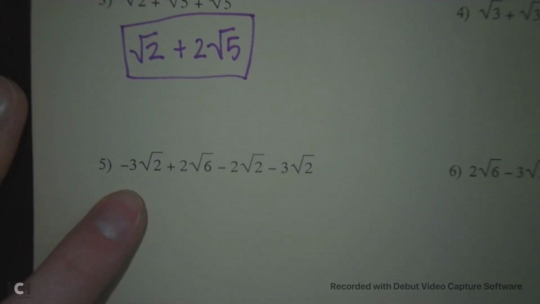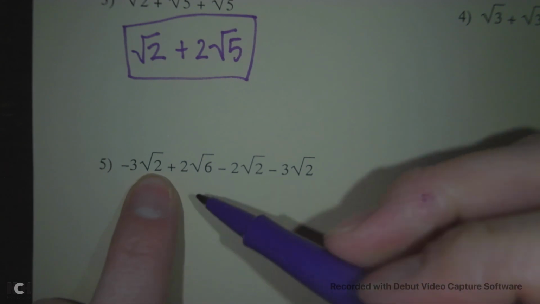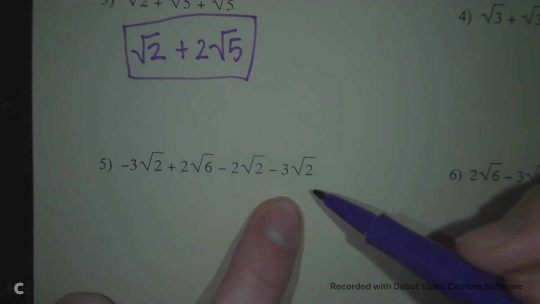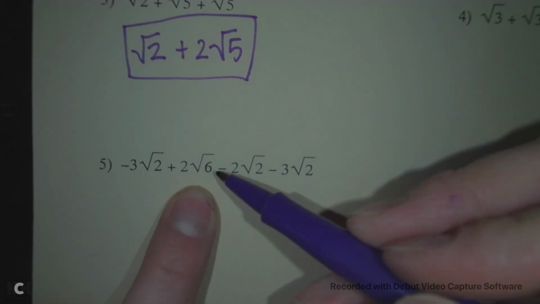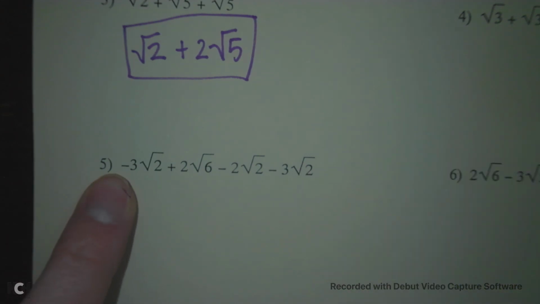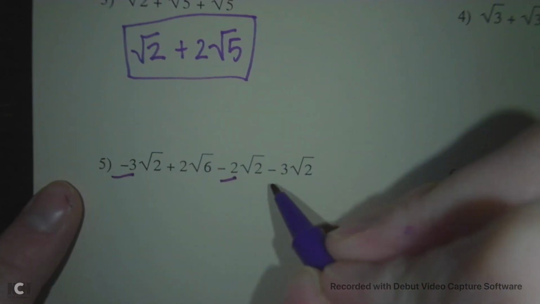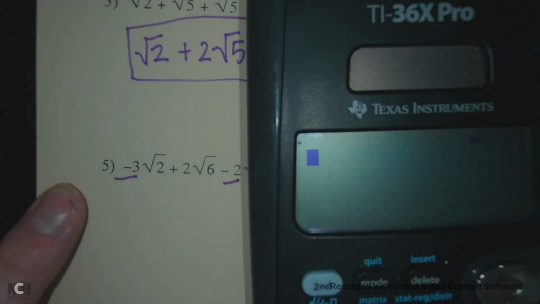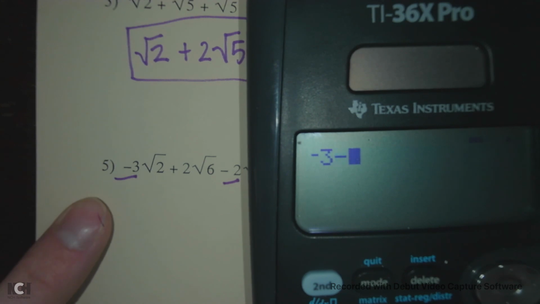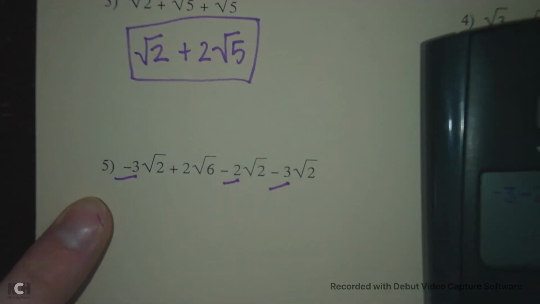Number 5. So I have root 2, and another root 2, and another root 2, and a root 6. Okay, so let's combine our root 2's first. We're just going to look at the number that's in front of all of these. So we have a -3, we have a -2, and we have a -3. Okay, so what is -3 minus 2 minus 3? And that gives us -8.